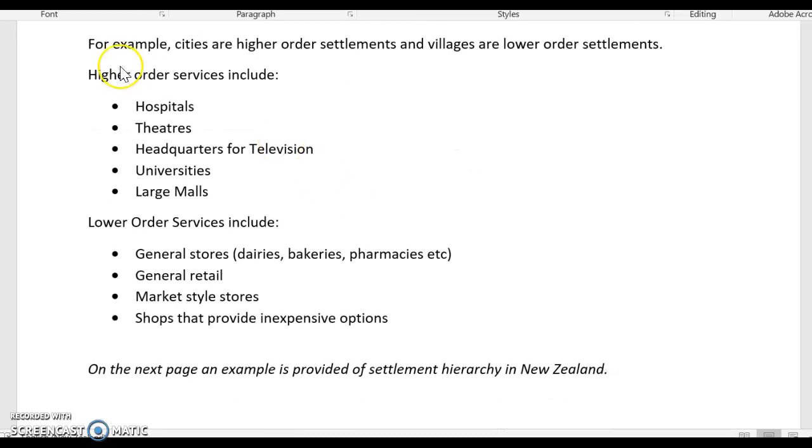And you can see here when we talk about higher order services and lower order services. Higher order services, hospitals, theatres, headquarters for television, universities, large malls, all of those things very much serve an area with a higher population, and also a population that can spend more money as well. Low order services are your general stuff, okay? So your general stores, your dairies, your bakeries, your pharmacies, general life things that people can get by, usually not spending a lot of money at, but definitely using.